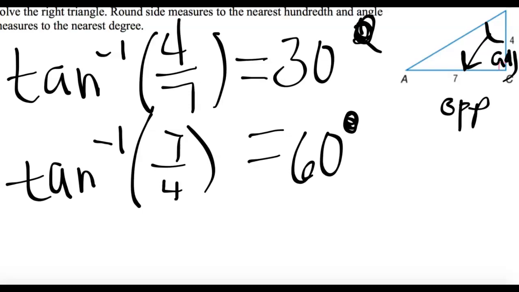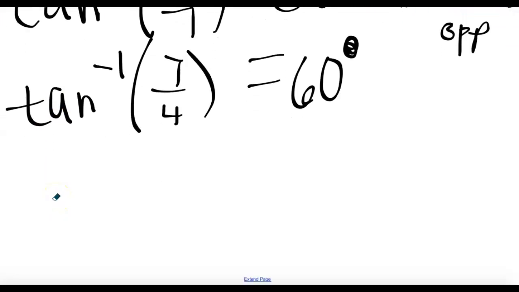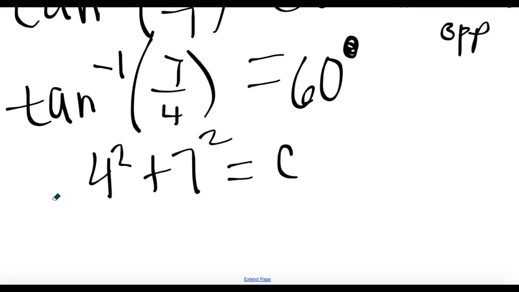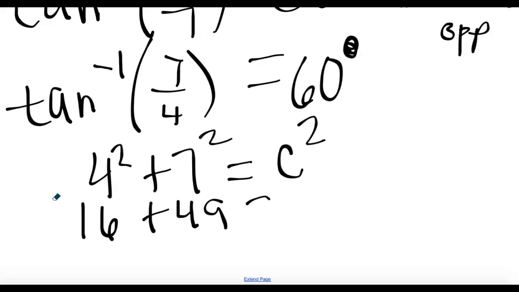All right, the other thing that they want us to do is to figure out this missing side. So we're going to have to use the Pythagorean theorem to figure out that side. According to the Pythagorean theorem, we'd have 4 squared plus 7 squared is equal to c squared. So we have 16 plus 49.